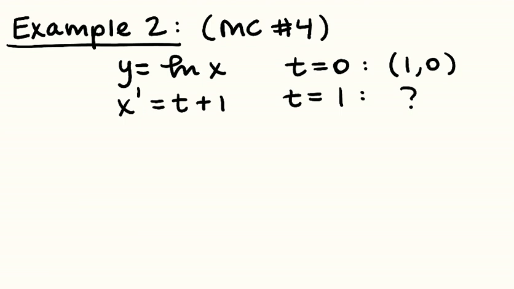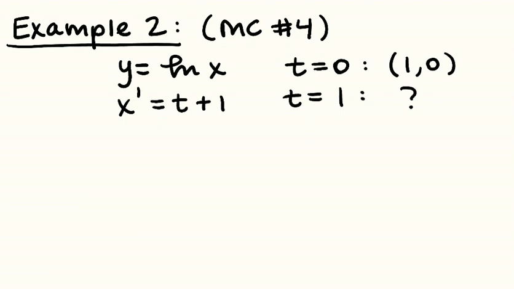Next, I've got multiple choice question number 4 from your packet. A particle moves along the curve y equals log x so that the x component has velocity given by x prime equals t plus 1 for t greater than or equal to 0. At time t equals 0, the particle is at point (1, 0). At time t equals 1, they want to know the location of the particle.